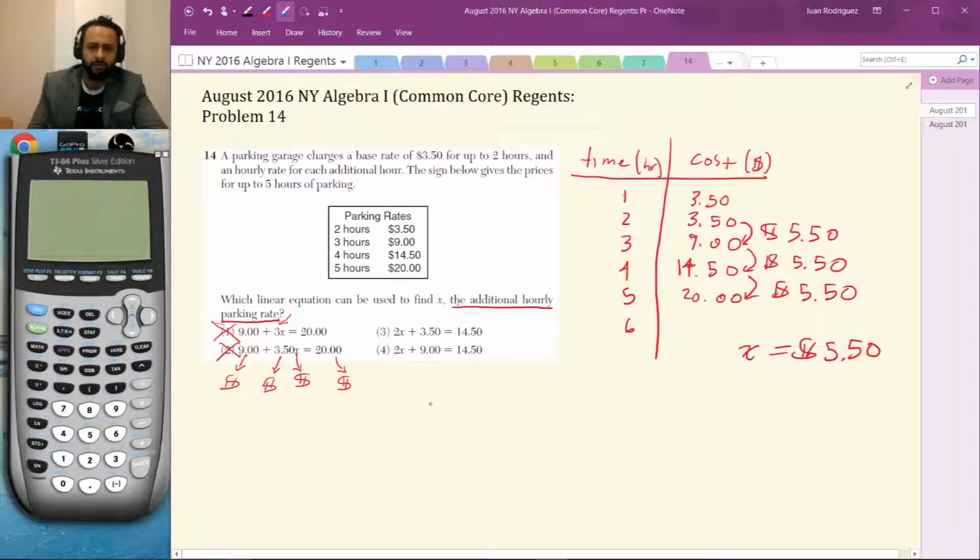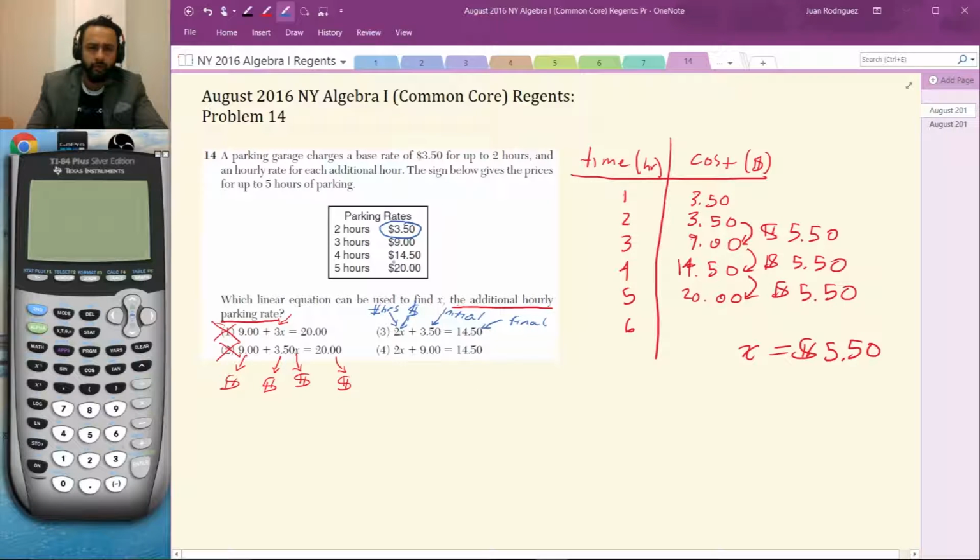2x plus 350 equals 1450. This is a dollar amount here. This could be a number of hours. This is the initial right here. And this is the final.